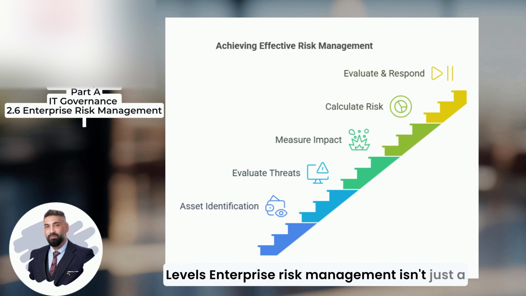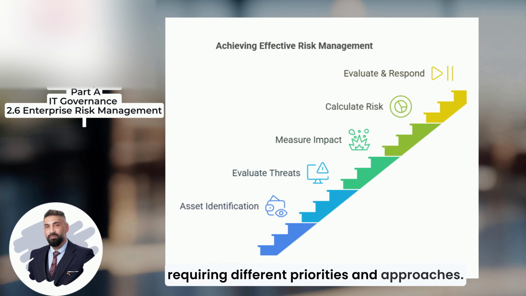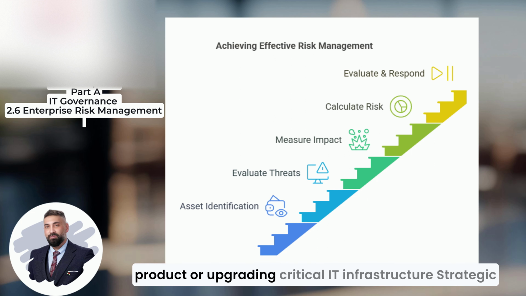Enterprise risk management isn't just a one-size-fits-all solution. It operates across multiple layers, each requiring different priorities and approaches. Operational level, focused on day-to-day risks like system outages or supply chain disruptions. Project level, managing risks related to delivering something new, such as launching a product or upgrading critical IT infrastructure.